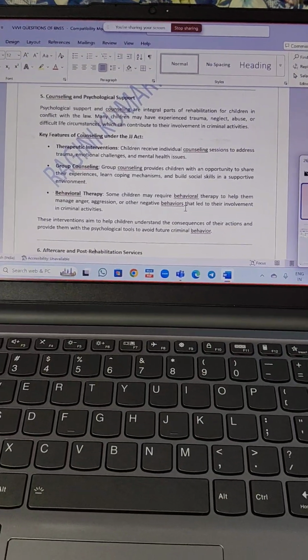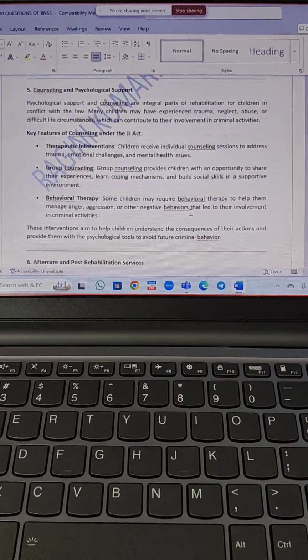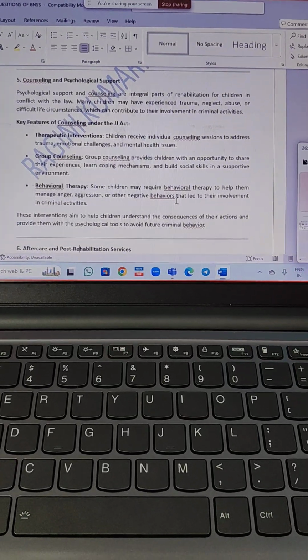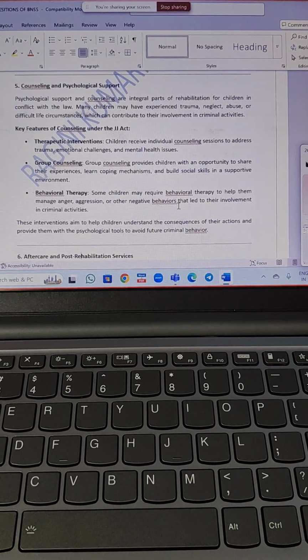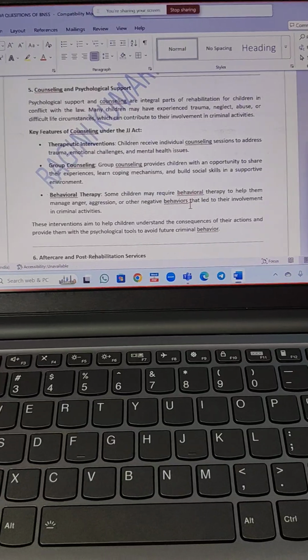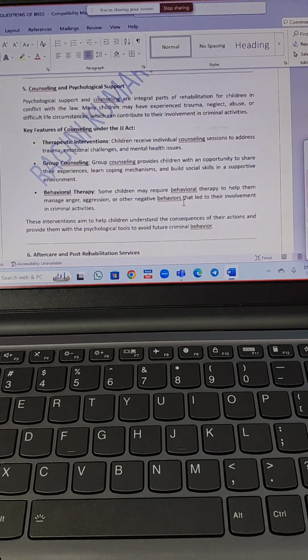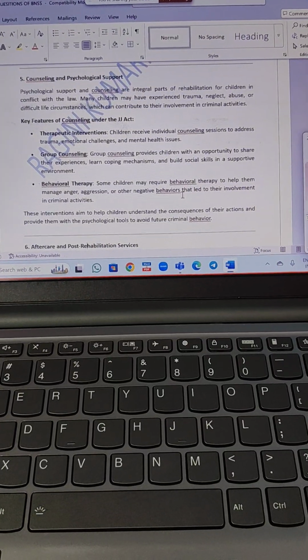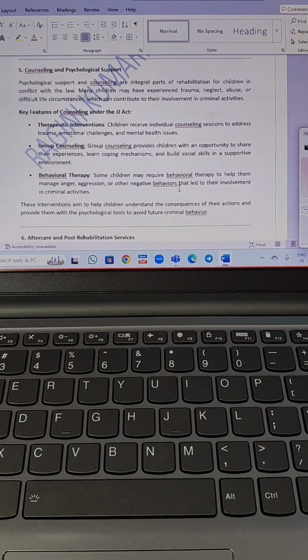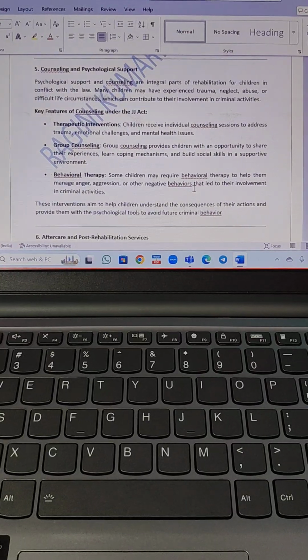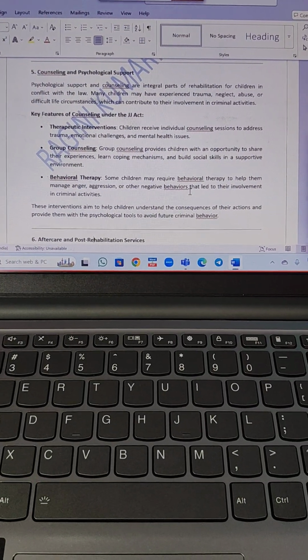Now, counseling and psychological support. Psychological support and counseling are an integral part of rehabilitation for children in conflict with the law. Many children may experience trauma, neglect, abuse or difficult life circumstances which contribute to their involvement in criminal activities. So they will also receive therapeutic intervention.